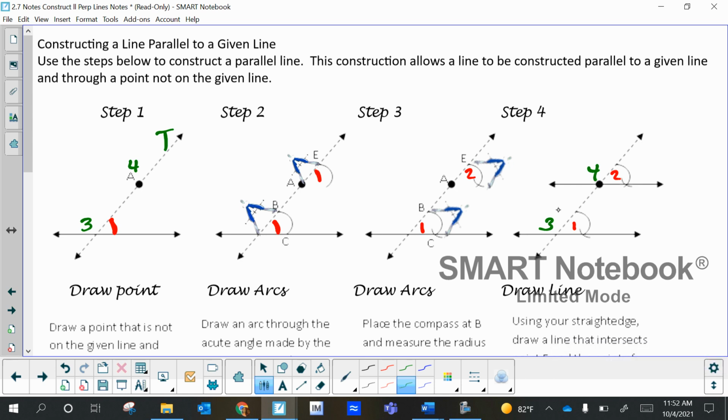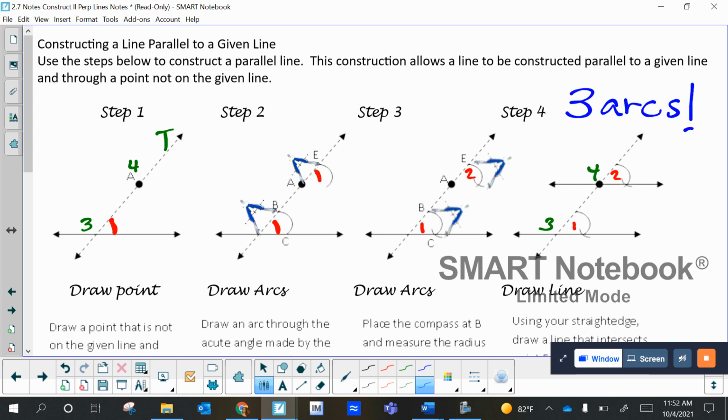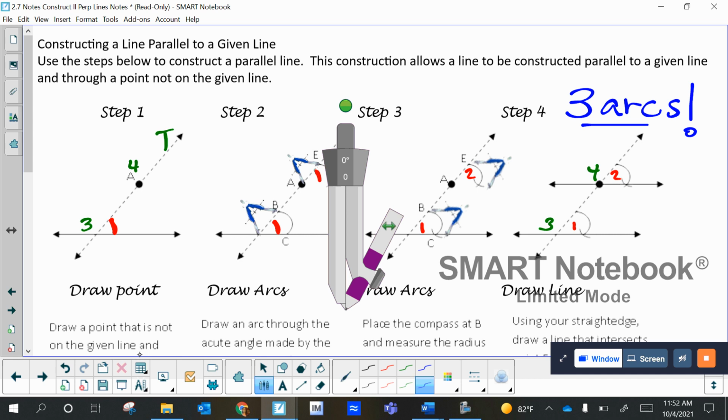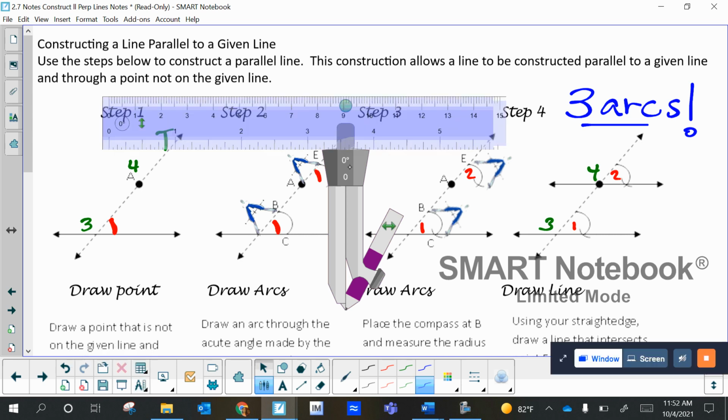Okay, so anyways, once you copy that angle, how many arcs does it take to copy an angle? Y'all remember? See, I know that's why this is tough. It takes 3 arcs to copy an angle. So therefore it's going to take 3 arcs right here. So let's go practice it down at the bottom on that one down below.